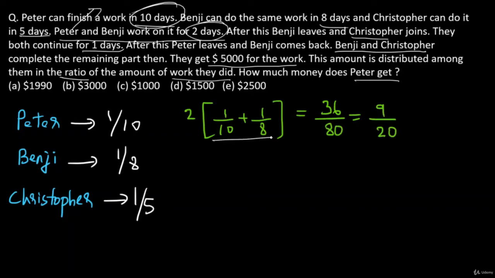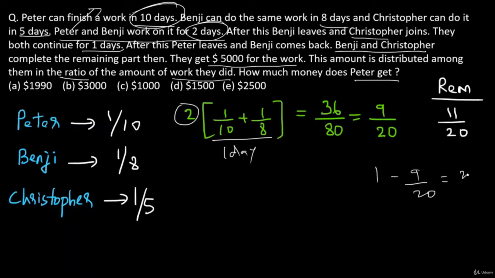1 by 10 plus 1 by 8 is for 1 day. So that's the amount completed in 1 day. Now to find the amount completed in 2 days, you multiply that with 2. So this simplifies to 36 by 80, which is equal to 9 by 20. So 9 by 20 of the work is completed. Now how much is remaining? That would be 1 minus 9 by 20, which is equal to 11 by 20, right? 1 minus 9 by 20 is the same as 20 minus 9 by 20, which is equal to 11 by 20. Alright, so by the time 2 days have passed, 11 by 20 of the work is remaining.